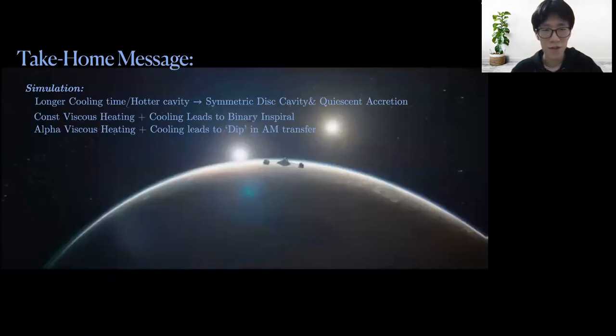Well, my take-home message is actually very short. For circumbinary accretion, if you include thermal relaxation or say dynamical cooling, a longer cooling time essentially makes your cavity hotter, and this leads to a symmetric cavity and quiescent accretion, with less accretion variability. And the binary migration can significantly rely on the viscosity profile you choose in your simulation. If you choose a constant viscosity, or say a static viscosity profile, this will generally lead to binary inspiral. And if you use a dynamically varying alpha viscosity, the relation between cooling time and binary migration is non-monotonic, and will lead to a deep angular momentum transfer.